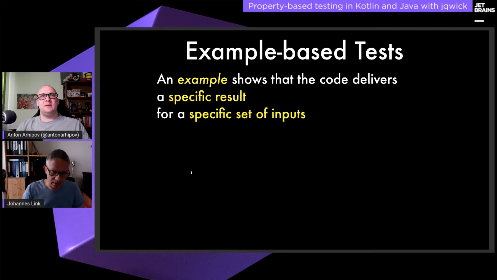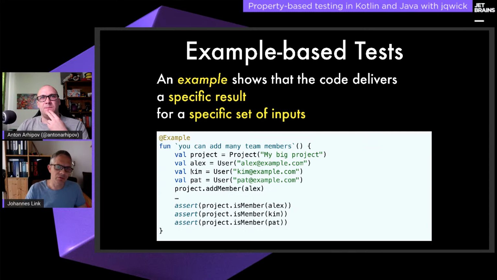I think that most of you, since you are here, are already doing some kind of automated testing, like with Kotest or with JUnit or with any of those libraries. And what those libraries are doing most of the time, or even all of the time, depending on how you use them, is that you are using examples to test your code. The special thing about an example is that you are dealing with a specific set of inputs, and that you expect a specific result. So let's look at an example.